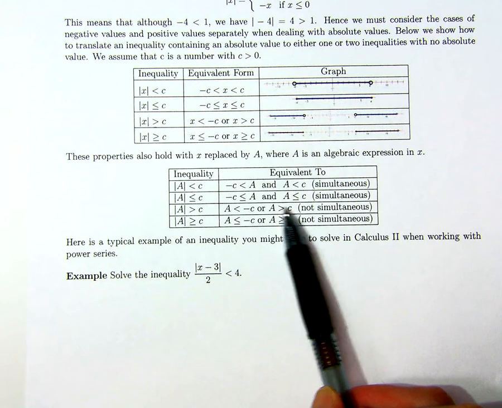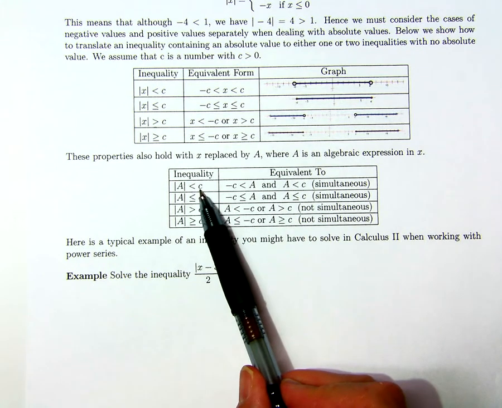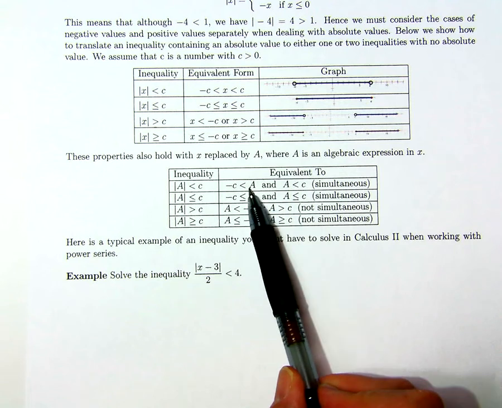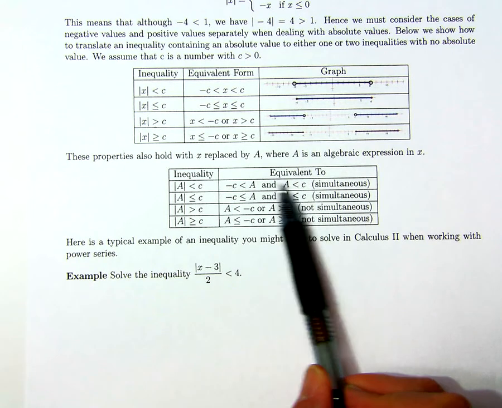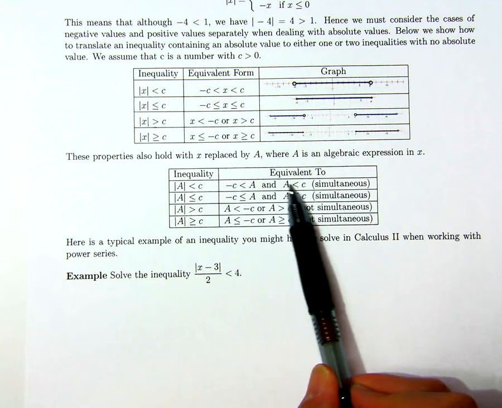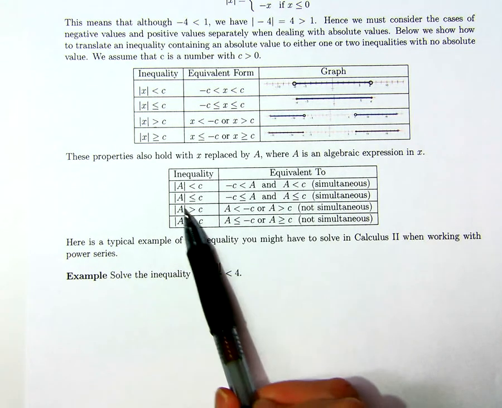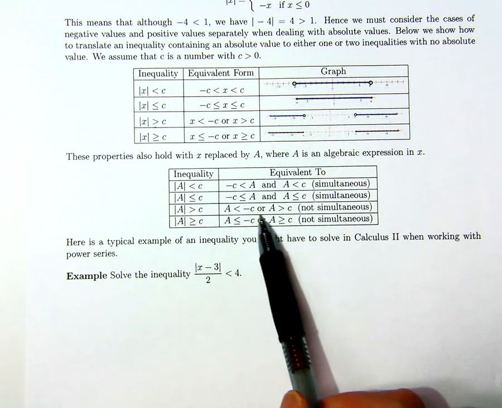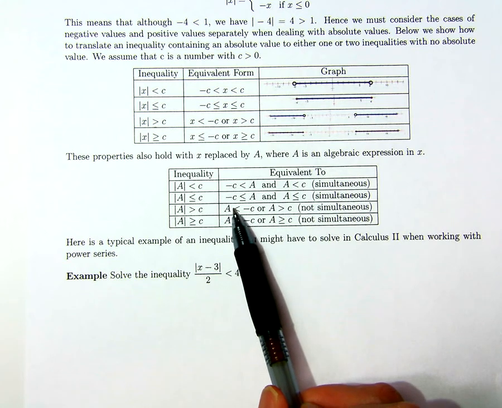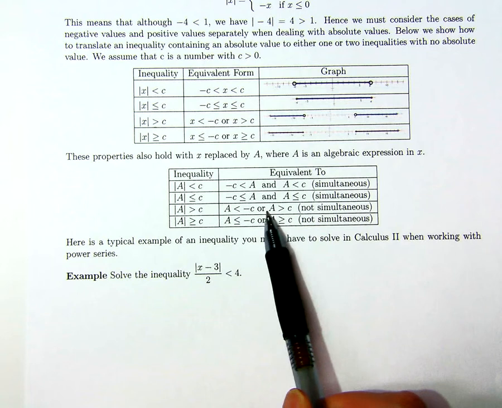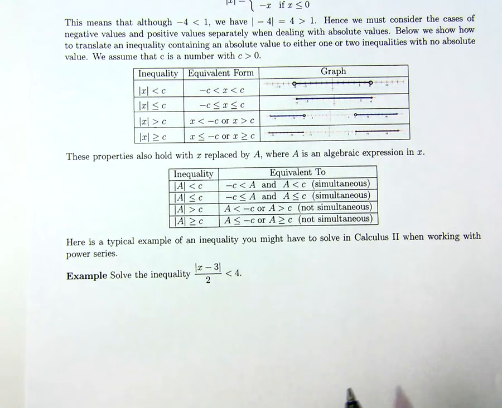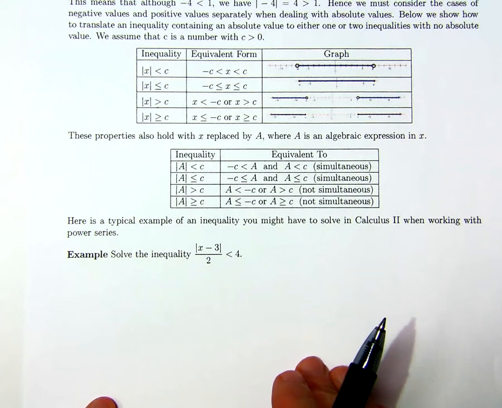So we have to be a little careful. For the absolute value of a less than c, we have simultaneous inequalities, and the solution set is the intersection of the solution sets of these two inequalities. And for the absolute value of a greater than c, we get two inequalities, but the solution set is the union of the solution set to both inequalities. So let's do a couple of examples.